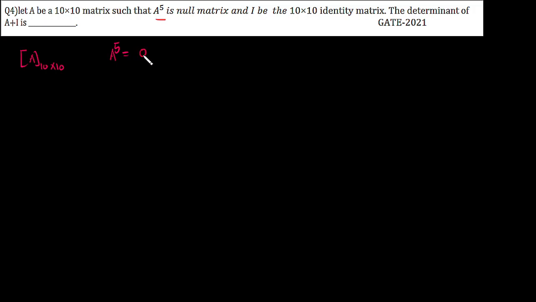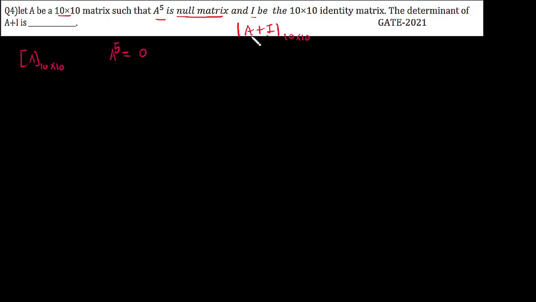Now this 0 is not a scalar but rather a null matrix, because on the left hand side we have a matrix, so on the right hand side we must have a matrix. So this 0 represents the null matrix of order 10 cross 10, and I is the identity matrix, and they are asking about the determinant. So we have to find the determinant of A plus I, and this A plus I is also a 10 cross 10 matrix, because matrix A is 10 cross 10 and the identity matrix is also 10 cross 10. So the addition of those two matrices is also 10 cross 10.